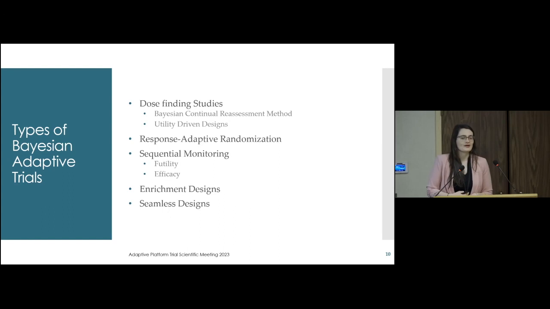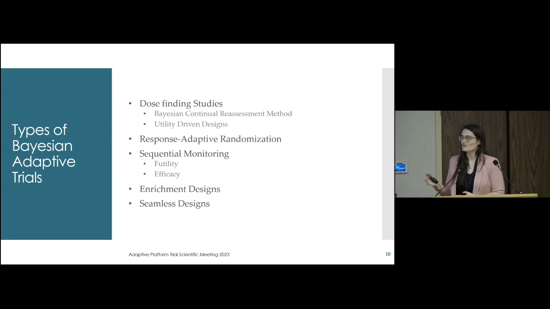We can think about enrichment design. That's where you're really looking for subgroups that are more likely to benefit, or have a higher potential to benefit, from an intervention. Again, you can do a frequentist enrichment design. You can do a Bayesian enrichment design.